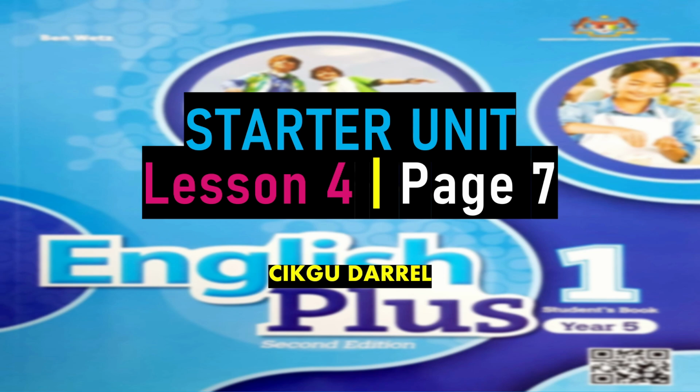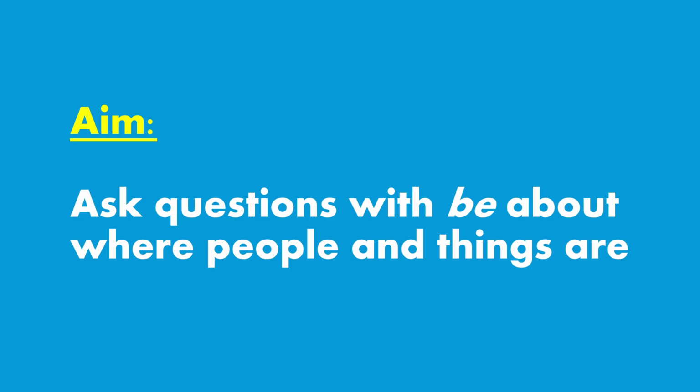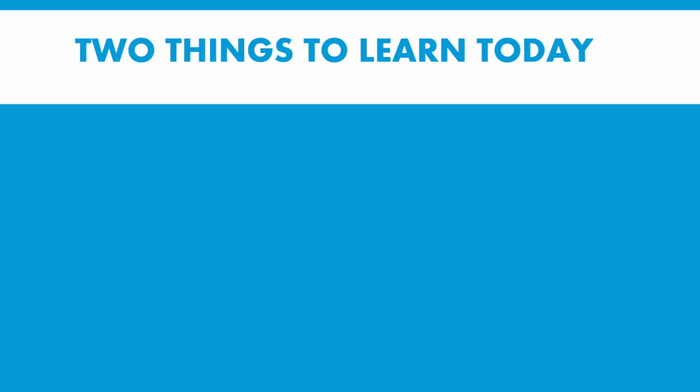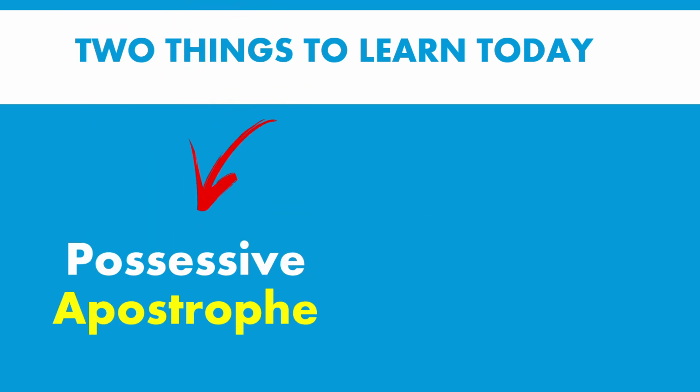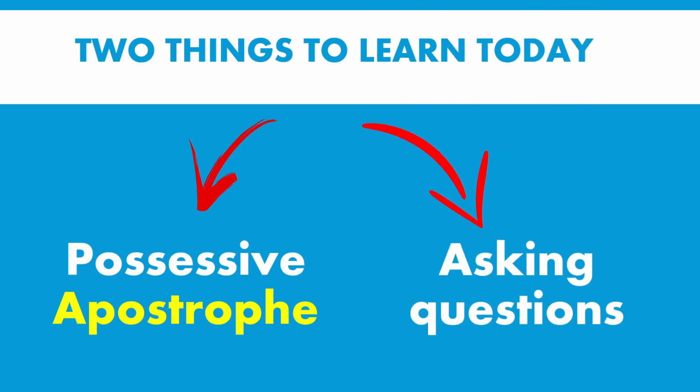Today, as usual, we're going to continue on Starter Unit Lesson 4, which will be on page 7 of your student's book. At the end of this lesson today, you should be able to ask questions with the verb be about where people and things are. There are two things that you need to learn today. The first thing is possessive apostrophe, and another one would be asking questions.